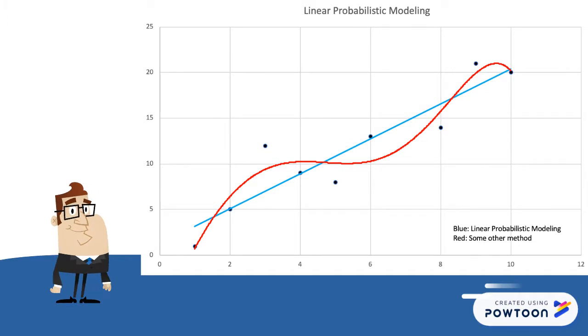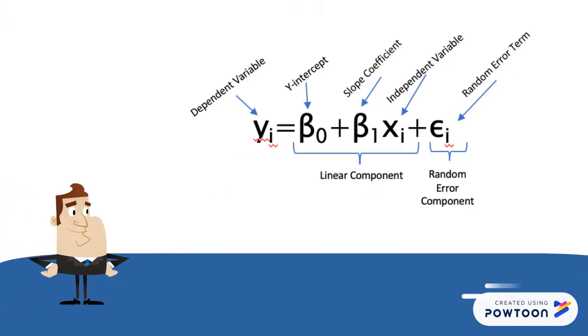Now, this line of best fit has a slope formula very similar to y equals mx plus b, where here it's actually y equals beta naught, which is the y-intercept, plus beta x, which is your slope coefficient and independent variable, plus epsilon, a random error term. But rather than just telling you what any old textbook could tell you, let's look at real-world examples to help you better understand what linear probabilistic modeling is.